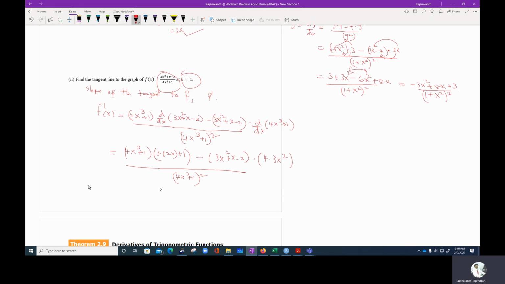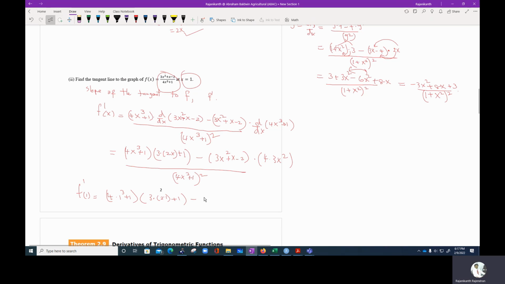X is 1. So if you plug in x equals 1 here, you will find the slope of the tangent line at 1. So simply plugging 1 into x. Let us simplify this by plugging in 1. If x is 1, you will get 1 cubed plus 1, everywhere plugging 1 for x. 2 times 1, and the plus 1, sorry.